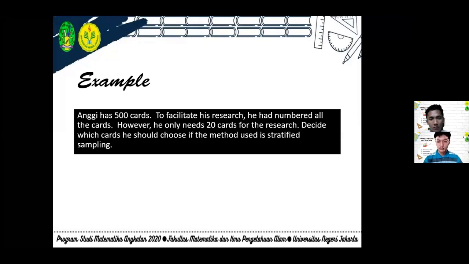Example: Angie has 500 cards. To facilitate his research, he had numbered all the cards. However, he only needs 20 cards for the research. Decide which card he should choose if the method used is systematic sampling.